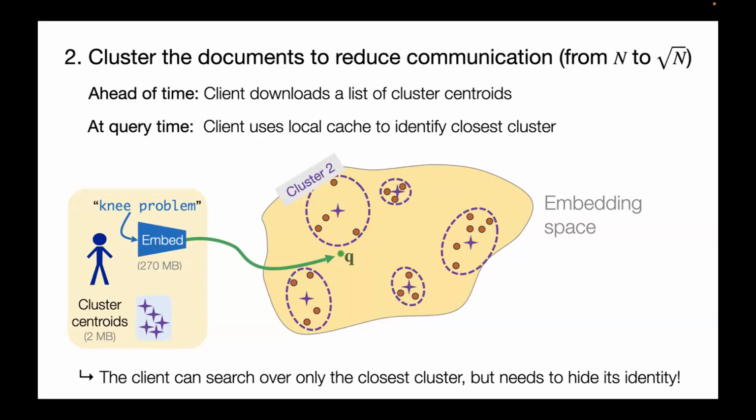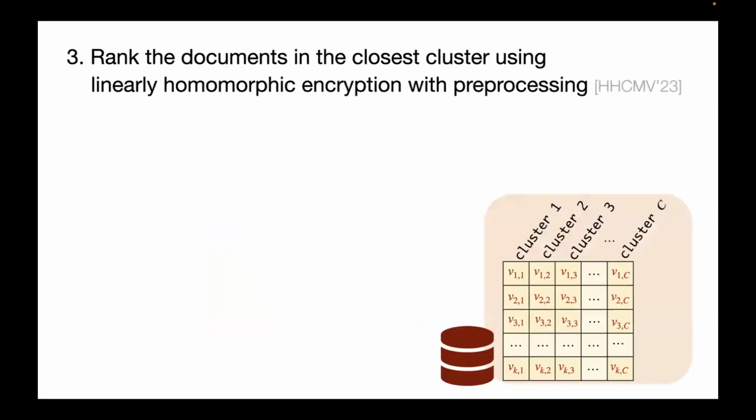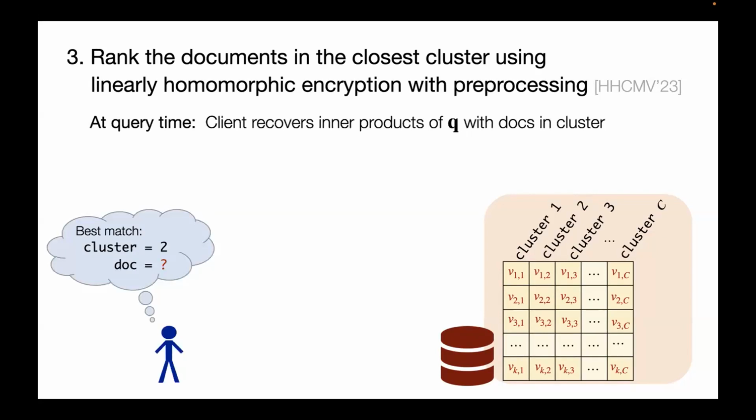So really, we want to privately search over cluster 2, hiding both our query and which cluster we're searching over. And we can do this with a matrix multiplication protocol. In particular, the TIPTO server is now going to build a matrix that has n entries. And in the ith column of this matrix, our server is going to store the embeddings for all of the documents in cluster i. And so then at query time, our client knows that it wants to search cluster 2.